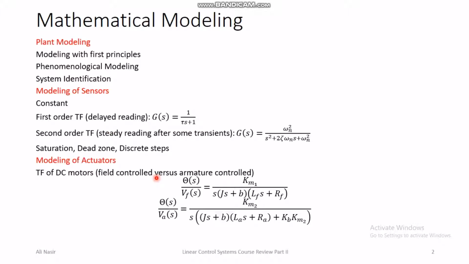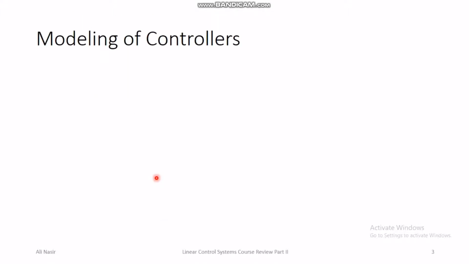So next is the modeling of controllers. In terms of controllers, there are different types of controllers that we study in this course. For example, the proportional controller or P controller, which is the simplest type of controller discussed in this course.